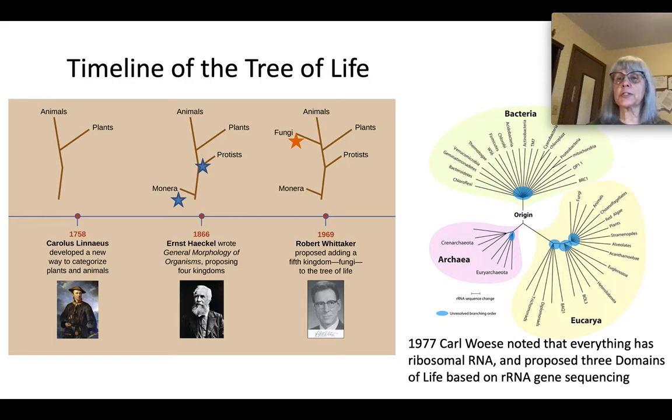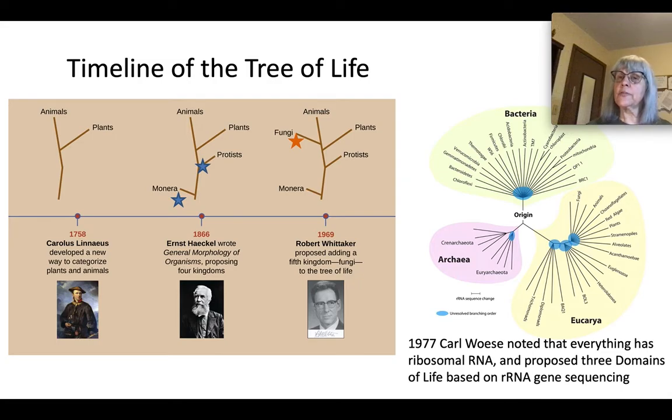So first of all, let's give credit to Carolus Linnaeus again, the father of taxonomy. He also proposed that there were two kingdoms, the animal kingdom and plants, in about the mid-1700s. About 100 years later, Ernst Haeckel proposed that there were two additional kingdoms, Monera, which includes bacteria, and also the protists. And then in 1969, Robert Whittaker proposed adding fungi as the fifth kingdom. So this is how the tree of life developed, utilizing the kingdoms.